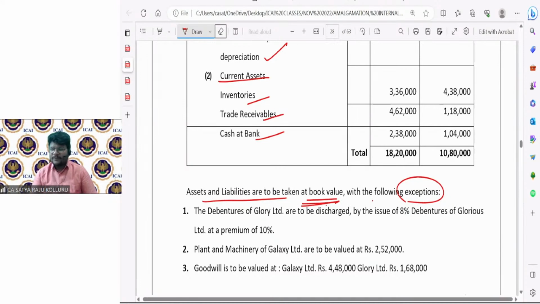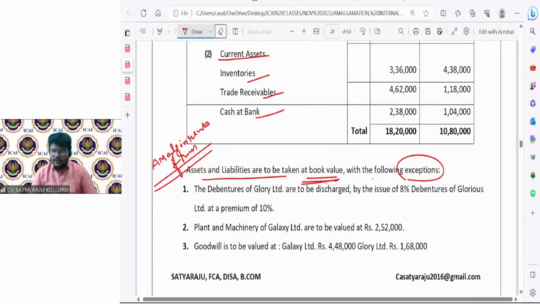Okay, the exceptions mean, I think all the assets and liabilities are taken over, but they are not taken over at book value. The assets and liabilities are taken over at agreed value. This fact itself clearly indicates that the amalgamation is in the nature of purchase, because the assets and liabilities are not taken over at book values.